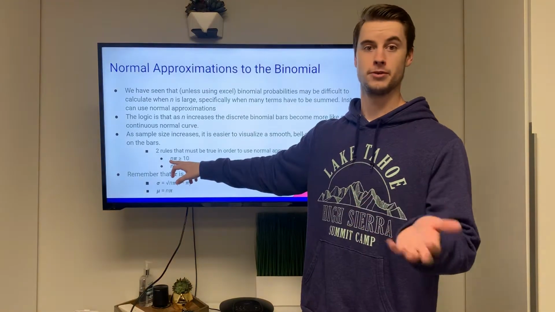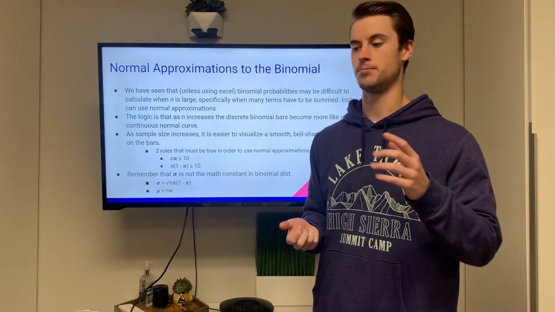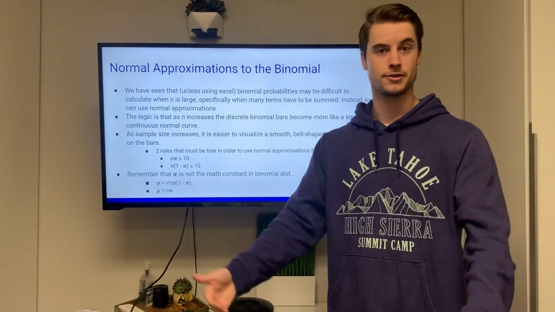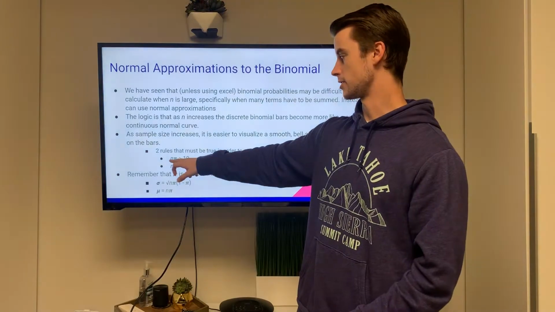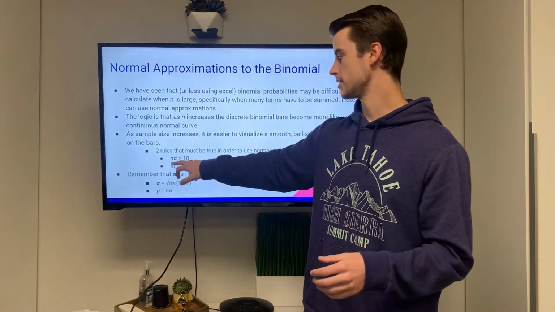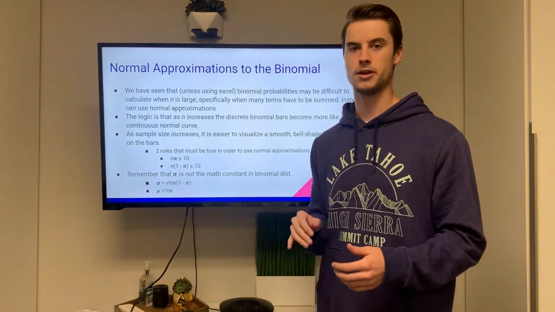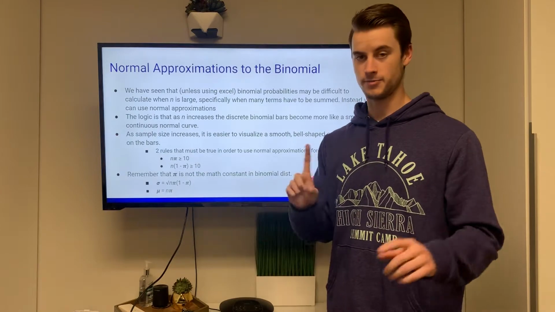The first rule concerns the binomial, or the Bernoulli experiment in this case, because that's all the binomial distribution is. It's just a Bernoulli experiment repeated a certain number of times. You have to make sure that the number of times you did the experiment times the chance of success is greater than or equal to 10. As long as this is greater than or equal to 10, you've met the first criteria.